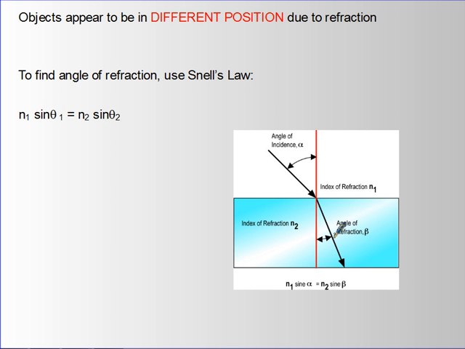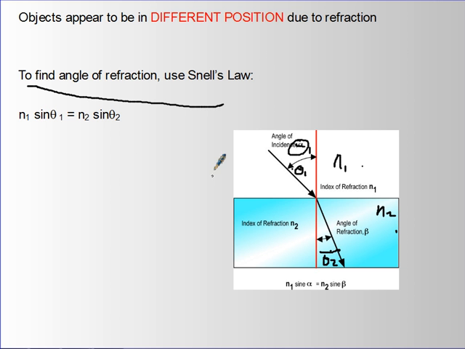Now, it turns out objects appear in different positions due to this refraction. Anyone who's ever gone swimming or diving for pennies in a pool has discovered this. To find the angle of refraction, we use what's called Snell's law, which is N1 times sine theta 1 is equal to N2, where this is my second material, sine theta 2. Guys, it doesn't matter how you label these as long as you're consistent. N1 sine theta 1, N2 sine theta 2. You're going to be able to figure it out.